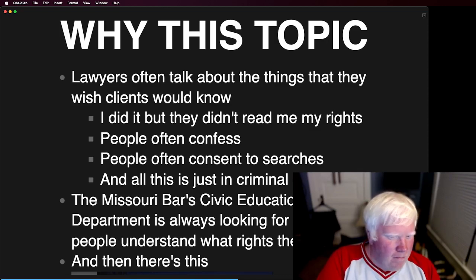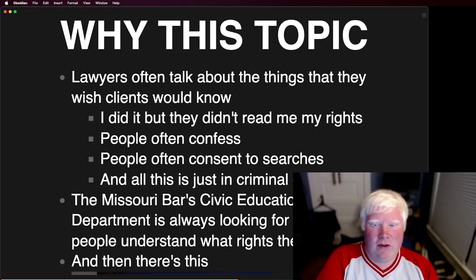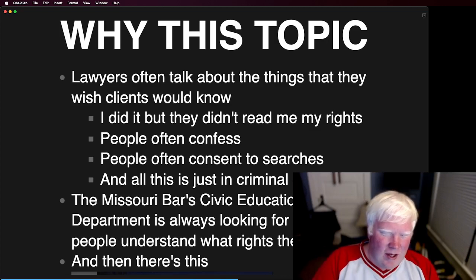And all this is just in criminal defense. All over the place, people don't understand what their rights are, and they do things counterindicated to that, or they try and argue things that really aren't constitutionally protected at all.